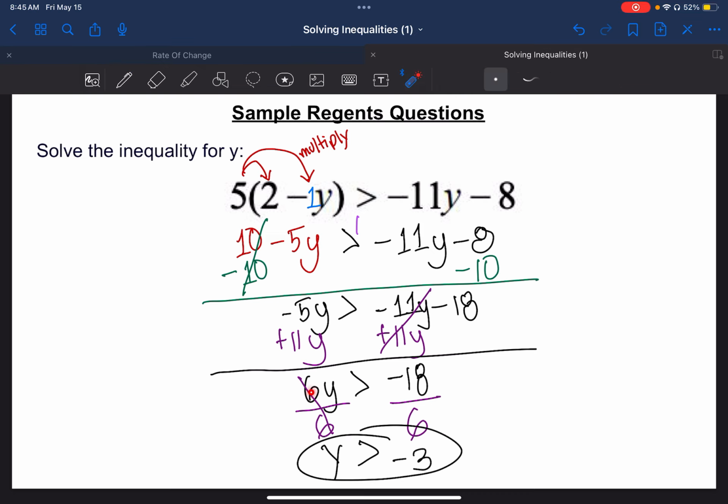Now, notice that I didn't divide by a negative 6, right? I didn't have to. This wasn't a negative 6. That's why I didn't flip this sign. If this would have been a negative 6, then I would have had to flip the sign. Go ahead and pause, rewind this video, take any notes, and then get started on your practice.